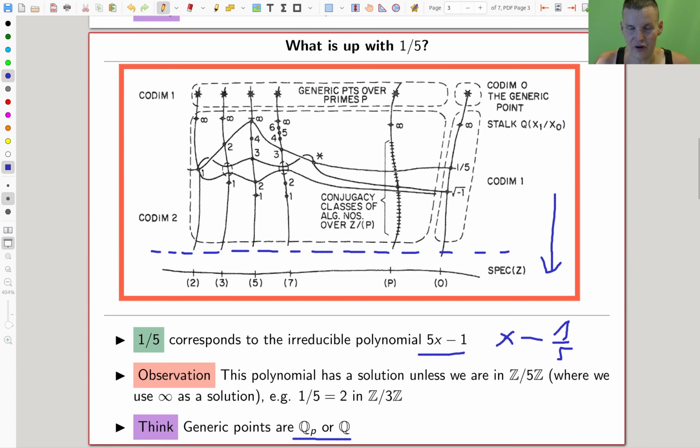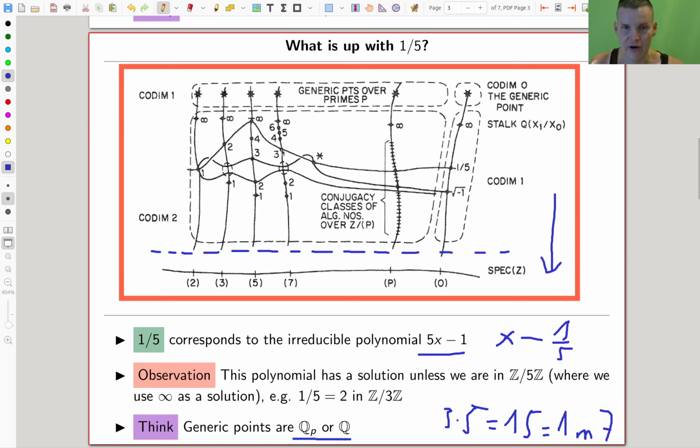It will be somewhere in Z mod P, whatever 1 over 5 is in Z mod P. For example, 1 over 5 is 3 mod 7. Why? 3 times 5 is 15, and that's congruent to 1 mod 7, right? Yeah, and that's why 3 is actually 1 over 5 in Z mod 7.